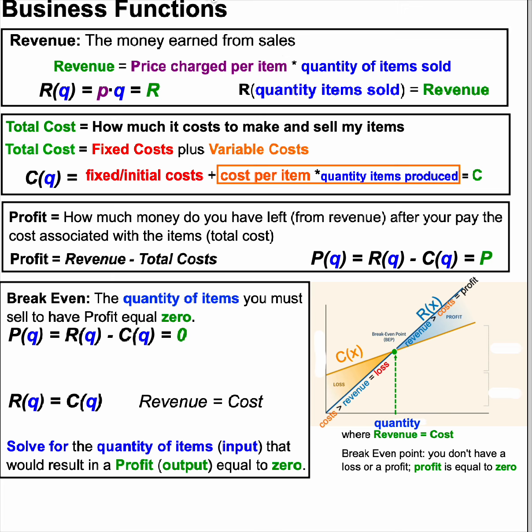So the first thing I want to talk about is revenue. Revenue represents how much money I earned from sales, or from selling things. And the summary for revenue is, we like to call it P times Q equals R, okay? Price charged per item times the quantity of items sold, Q, is equal to the revenue.